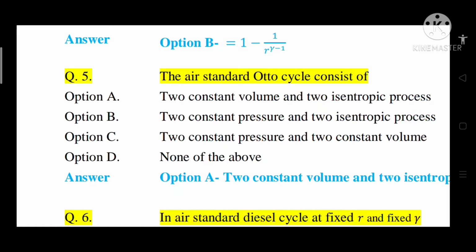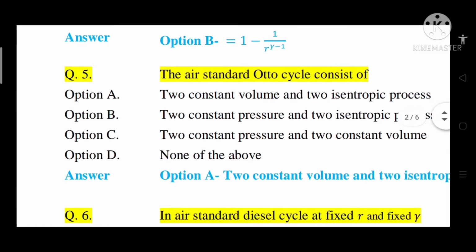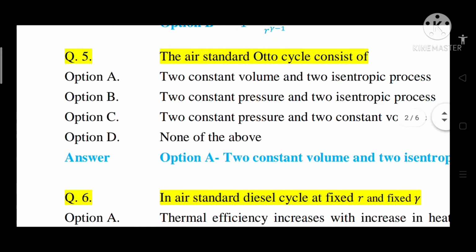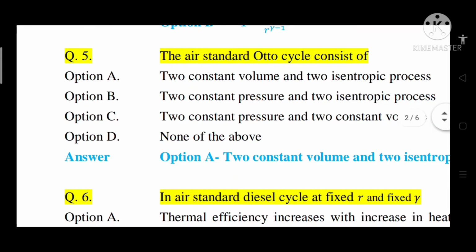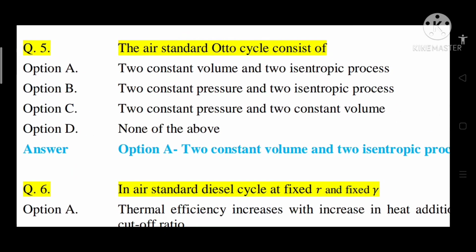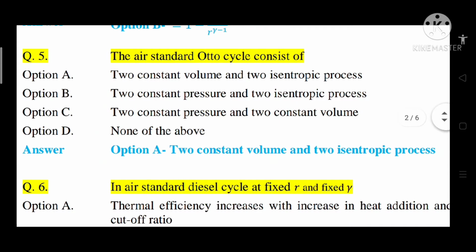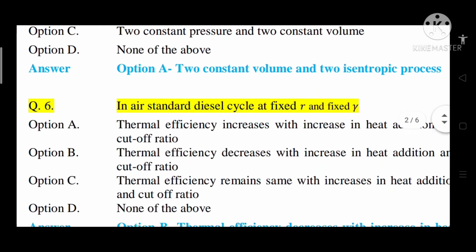Question number 5. The air standard Otto cycle consists of option A 2 constant volume and 2 isentropic processes, option B 2 constant pressure and 2 isentropic processes, option C 2 constant pressure and 2 constant volume, option D none of the above. So the correct answer is option A, that is 2 constant volume and 2 isentropic processes, that is reversible adiabatic processes. So option A is correct.